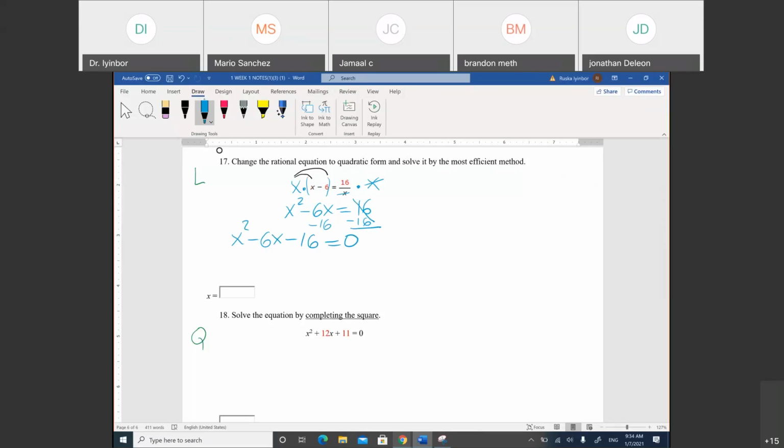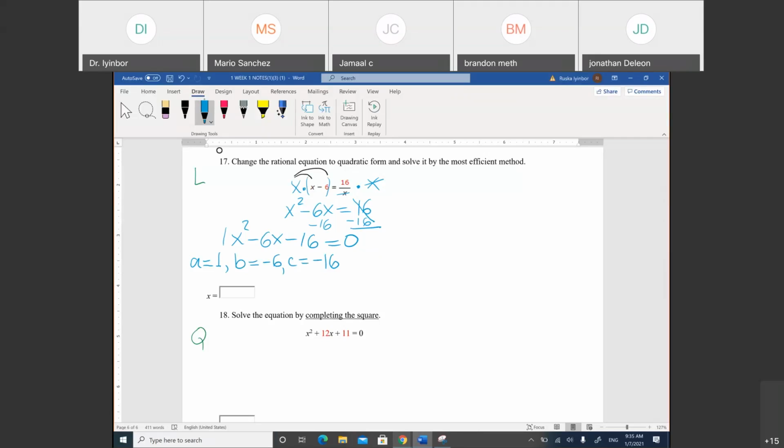So I'm going to get my ABC, and then I'm going to follow the formula. So what is A? What is in front of x squared? There is nothing there. If there is nothing, it's an invisible 1. So A is going to be 1. B is going to be the number in front of x, which is negative 6. And C is negative 16. So these are my numbers, A, B, C.